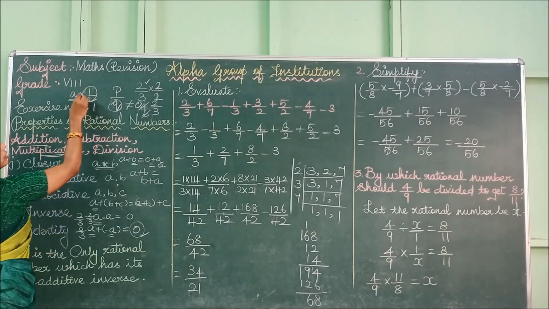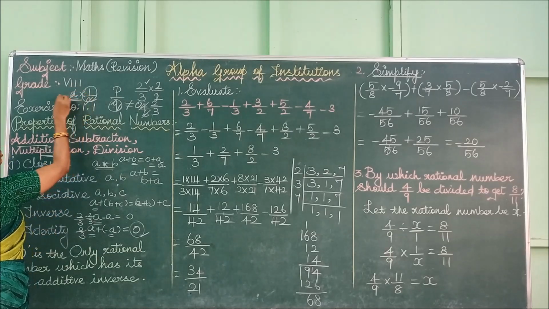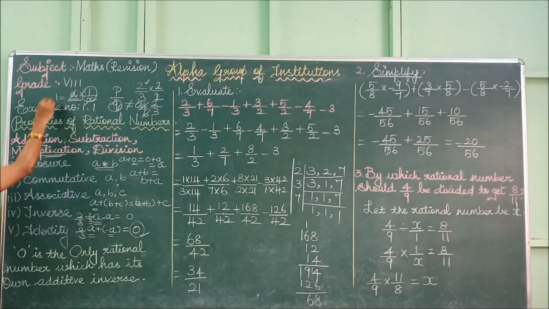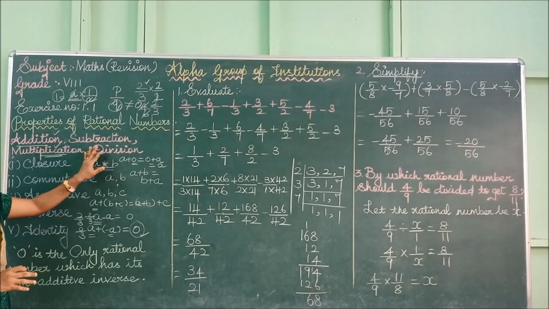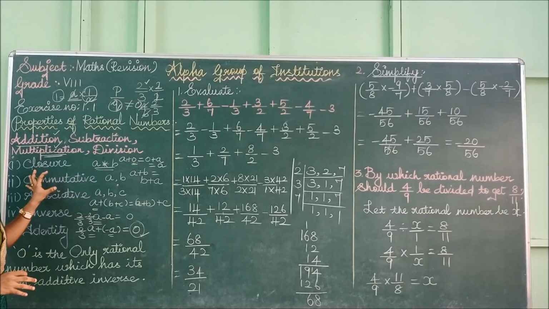Then identity. When you are cancelling these two terms, what is your value? 1 is the value. This 1 is called the multiplicative identity. 0 is the additive identity, and 1 is the multiplicative identity. So this can be verified. For addition and multiplication, all the properties are satisfied. For subtraction and division, no property is satisfied.